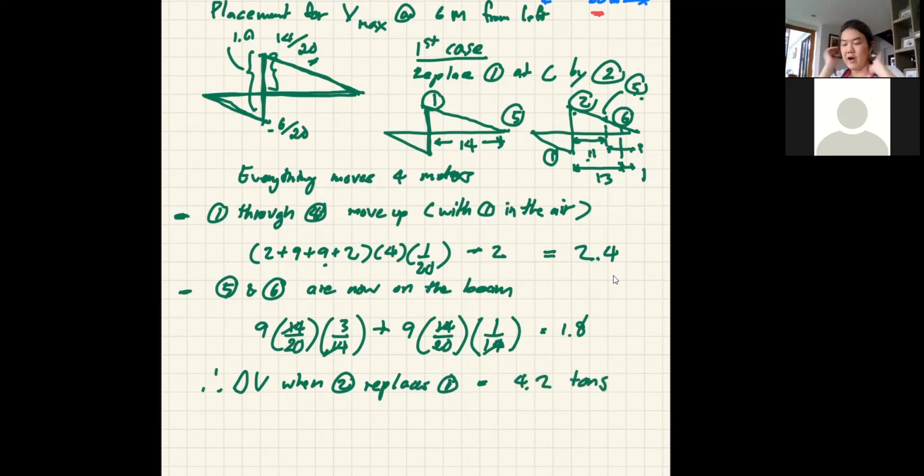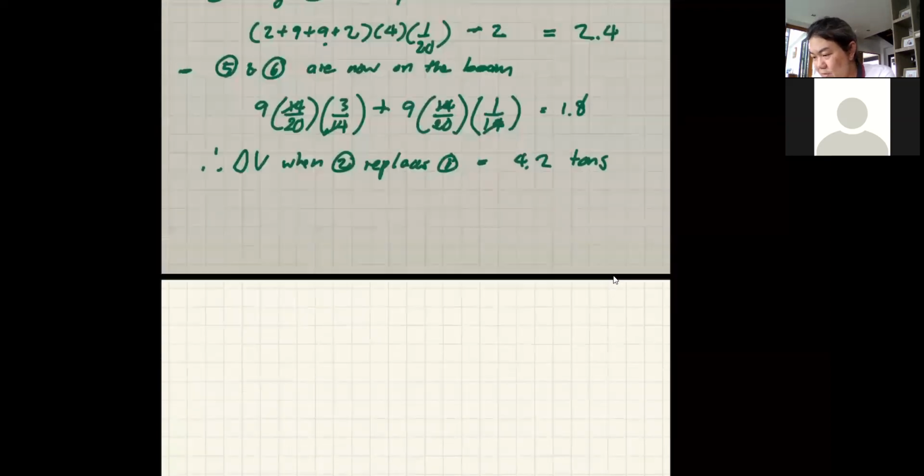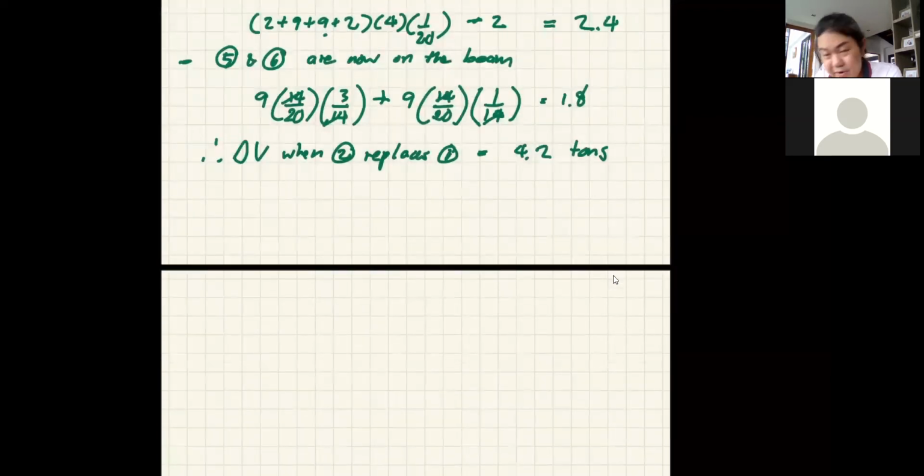Okay, so now we know that by moving load number 2 to replace load number 1 at C, the shear would increase 4.2 tons. So one more thing that we should do, because we want a placement that will give us the maximum shear, so we have to keep doing it. So now I'm going to move load number 3 to replace load number 2.